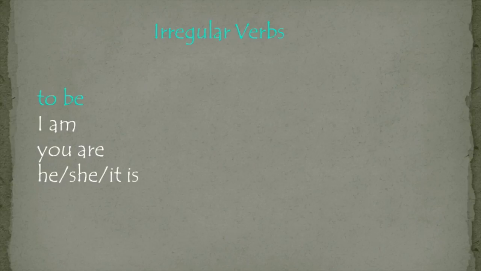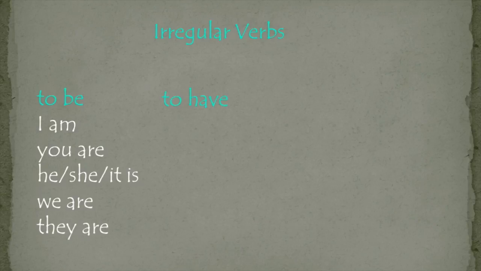Some verbs are irregular verbs, and they're important verbs. For example, to be, to have, and to do. I am, you are, he, she, or it is, we are, they are. The verb to be is used quite often, and the verb to have is also used.